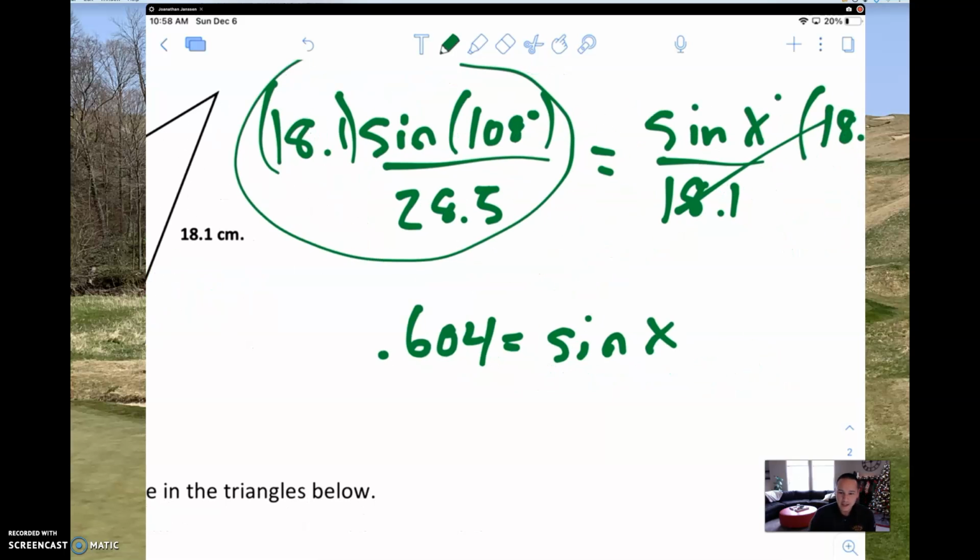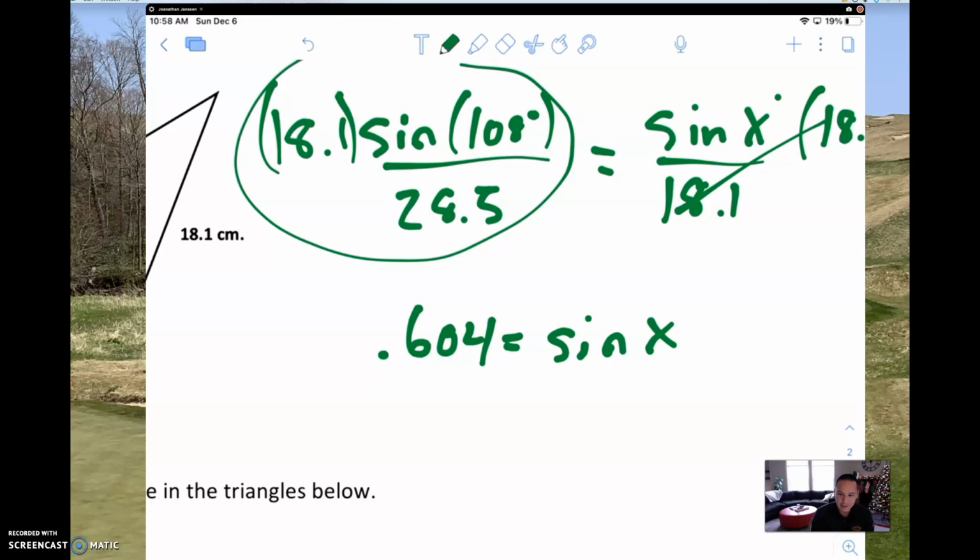But I don't want sine of x, I just want x. So if you think back to algebra, to get rid of an addition, you do the opposite. You do subtraction. To get rid of multiply, you have to divide. To get rid of a squared, you have to square root it. To get rid of an exponential function, you take the log. You probably don't remember that one so well. But to get rid of a sine, we have sine of x.